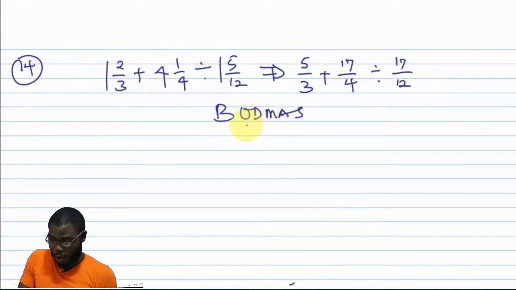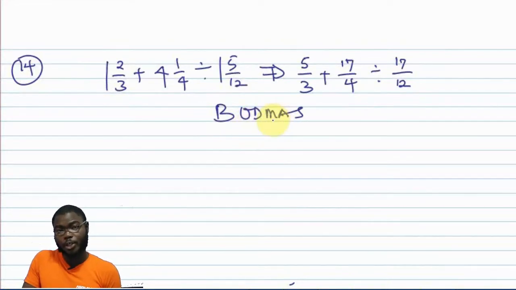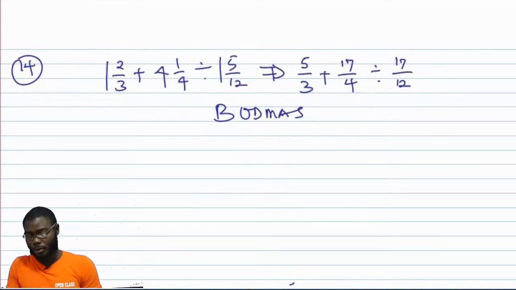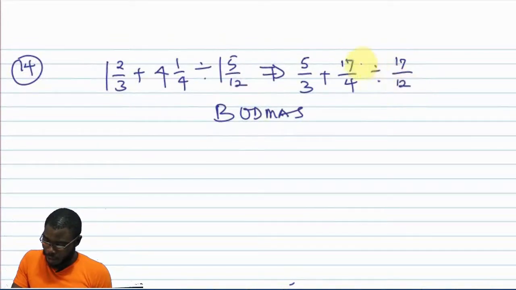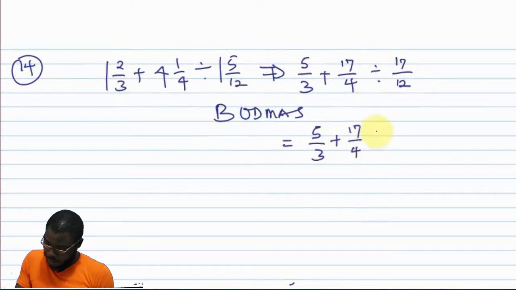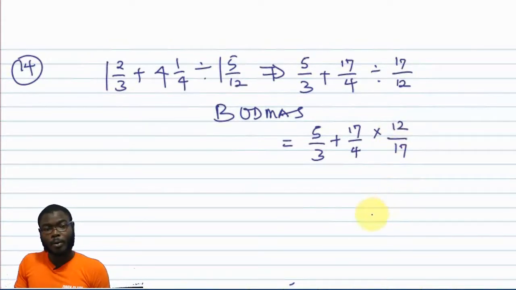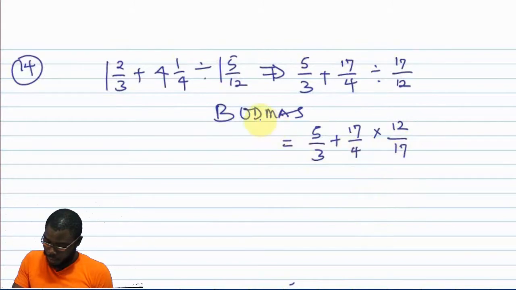Now, what you need to remember, your simple elementary mathematics, BODMAS: brackets come before of, before division, before multiplication, addition follows, and then lastly subtraction. So we're going to deal with this division first. So this equals 5 over 3 plus 17 over 4 times 12 over 17. So that's what we have.